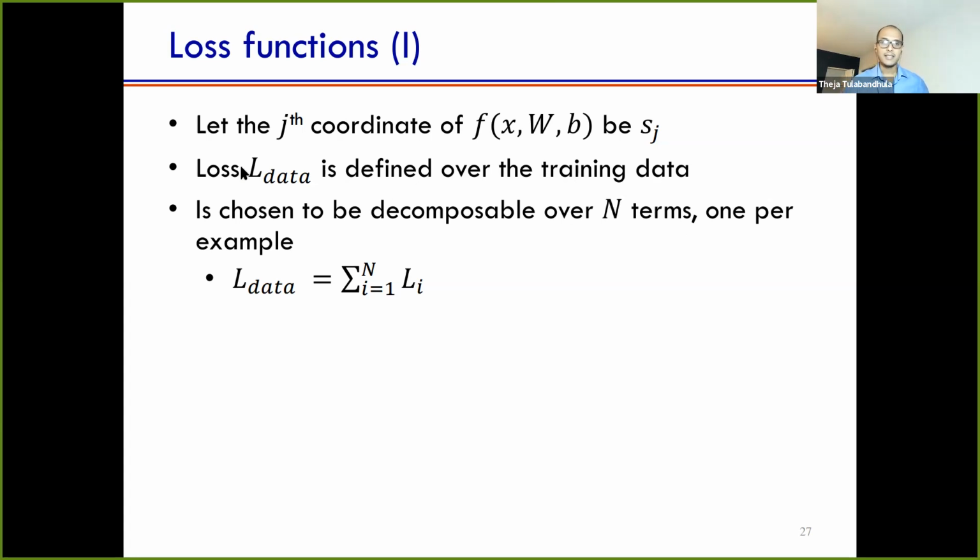So in particular, this L data term, which is a loss, is basically a sum over each individual observation, each individual example in the data. If there are capital N examples, let's say 100 examples, then it's a sum over 100 terms. Let's call the ith term capital L subscript i. So that's the ith term.